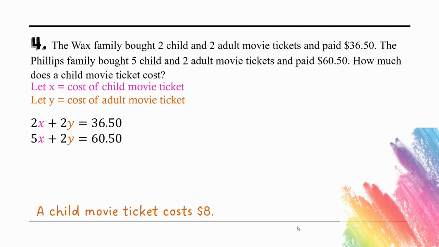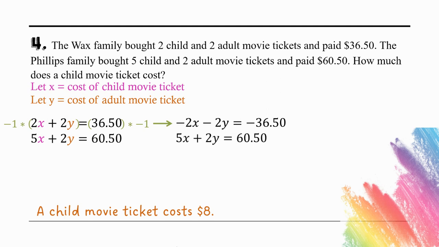This system, I would solve using elimination because both equations are in standard form. So if this is a positive 2y on that bottom, I'd want the top one to be negative 2y. So I'm going to multiply that equation by negative 1. So the new equation would be negative 2x minus 2y equals negative 36.5. So everything became negative. And then the bottom equation, we'll just keep it the same. Then we can add these equations together.